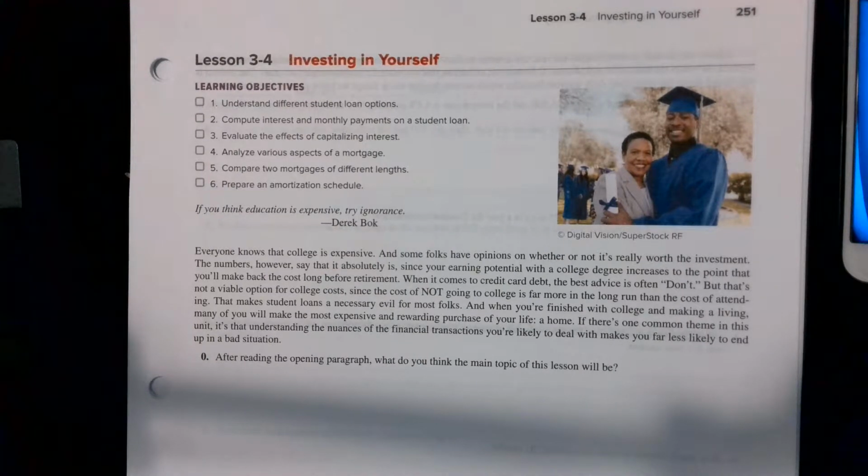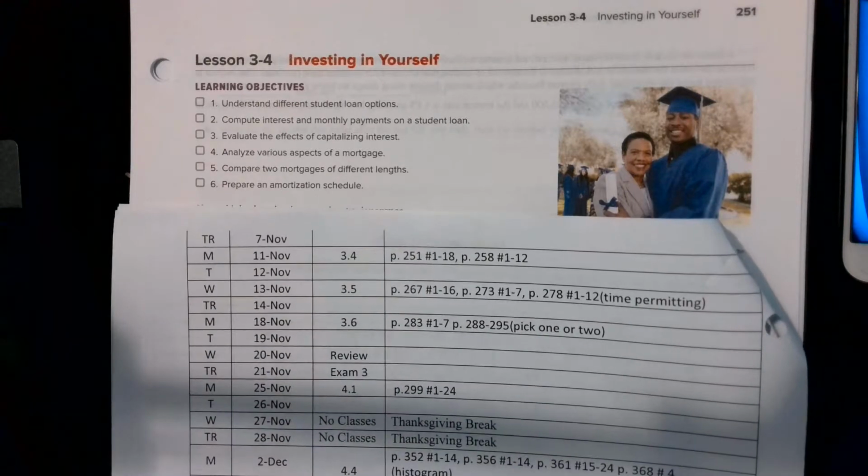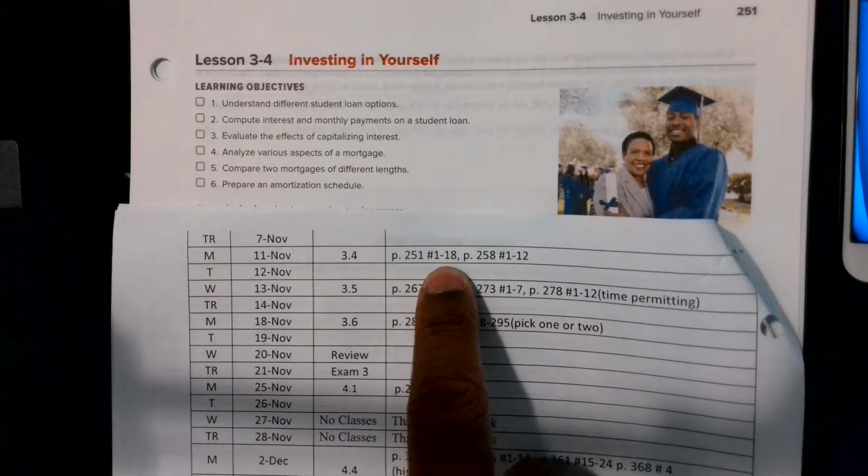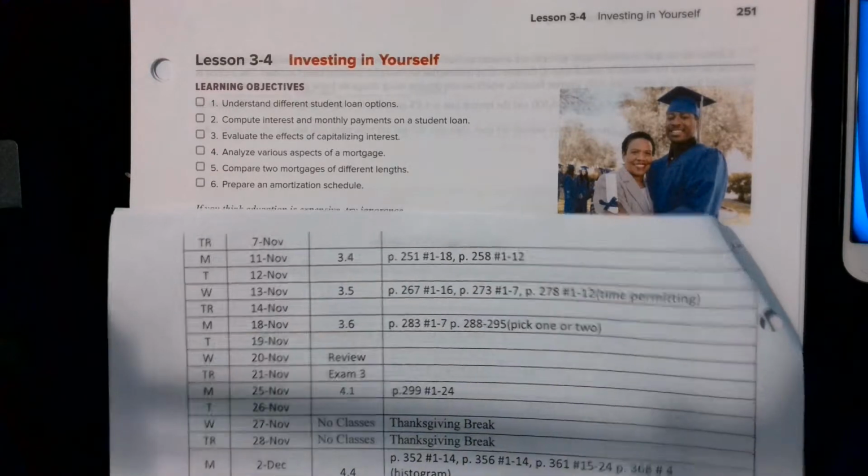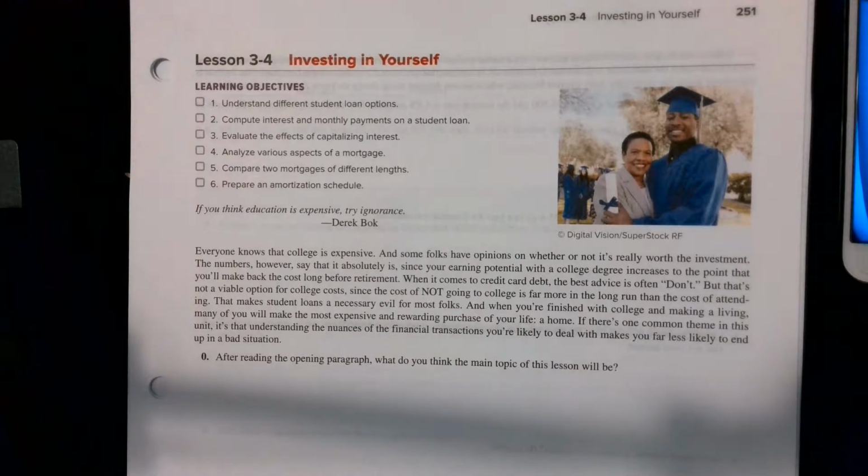Okay, class, we're about to start section 3.4, and according to our syllabus, we're to do page 251, 1 through 18, and page 258, 1 through 12. Okay, lesson 3.4 is investing in yourself. The learning objectives: to understand different student loan options, to compute interest and monthly payments on a student loan, to evaluate the effects of capitalizing interest, to analyze various aspects of a mortgage, to compare two mortgages of different lengths, and to prepare an amortization schedule.